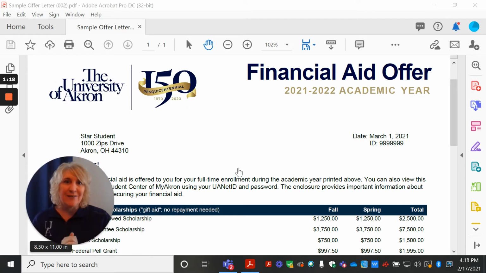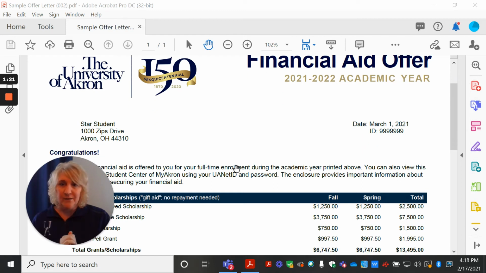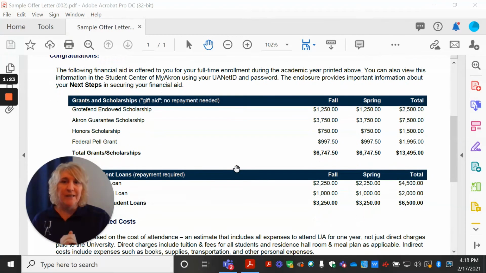So let's get to the good stuff. As we scroll on down on the award letter, the first category that we see is titled Grants and Scholarships. Now, grants and scholarships, as you can see, are gift aid and no repayment is needed. This is free money that's given to you to help you pay for your cost of attending college. So in our example, our student has 3 scholarships and a federal Pell Grant. And you can see over on the right-hand side what those totals are. You can see the yearly total and then how that is divided equally between the fall and spring semesters.